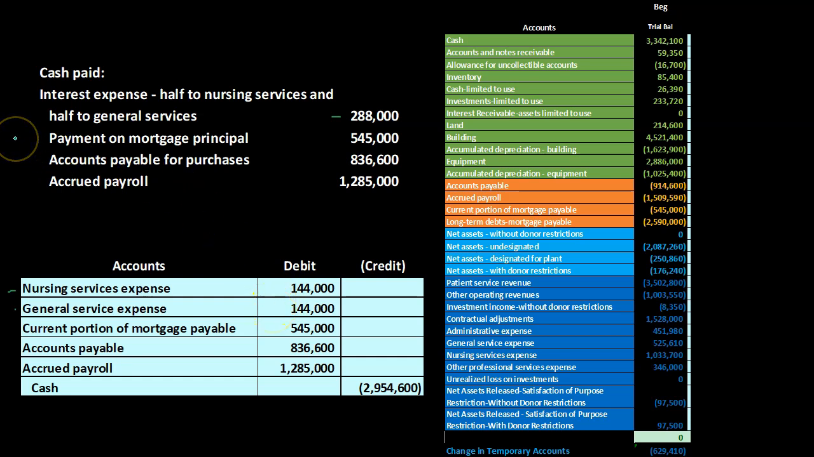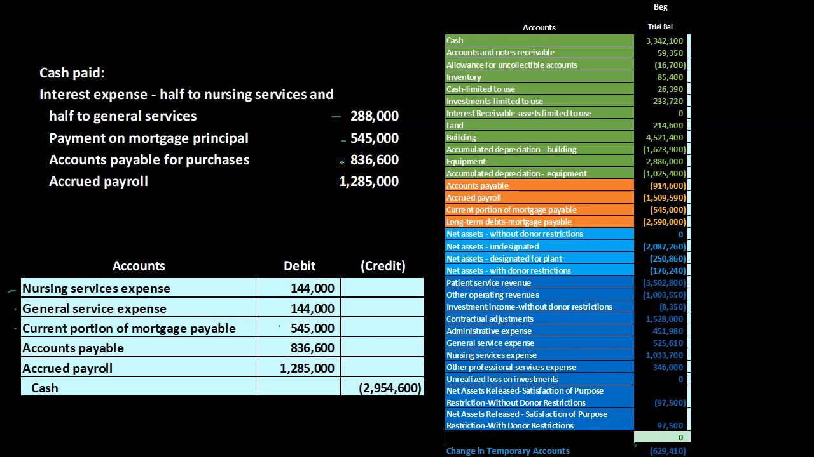Then we have the payment on mortgage principal. So we have the mortgage here. That's going to be a liability type of account. You'll notice we have a current portion and a long-term portion. Typically, if we make the payment, we're going to be making them out of the current portion. So I'm going to say we're going to have a debit of the current portion of the mortgage payable of the $545,000.